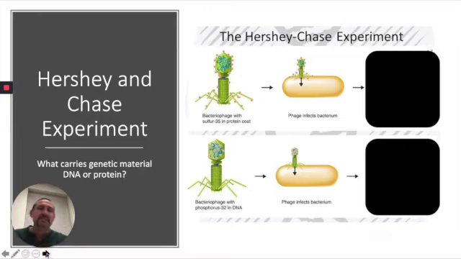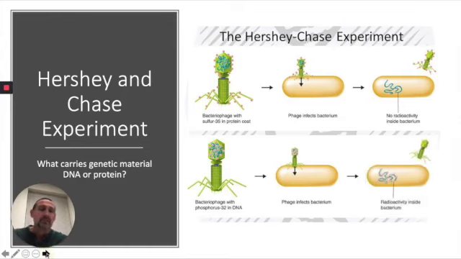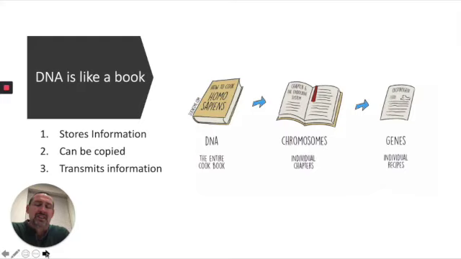So in the case of the protein coat, they found that there was no radioactivity inside the bacteria. But the DNA, they did find inside the bacteria. So they concluded that it must be the DNA that has this genetic influence that can change the traits of something. So that raises some questions like, what is DNA?